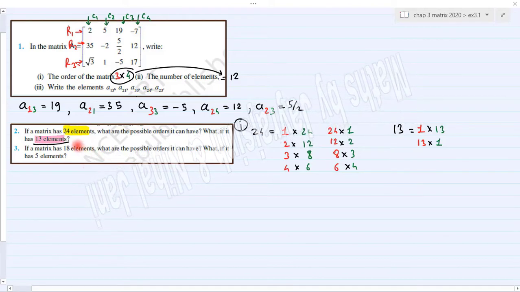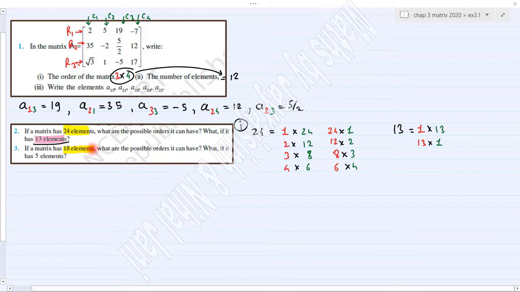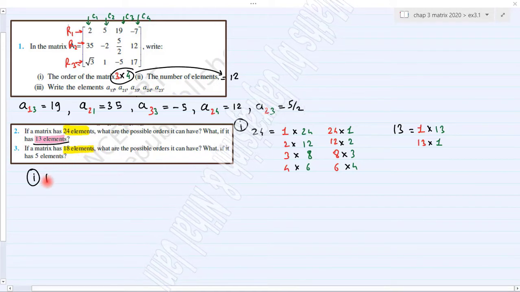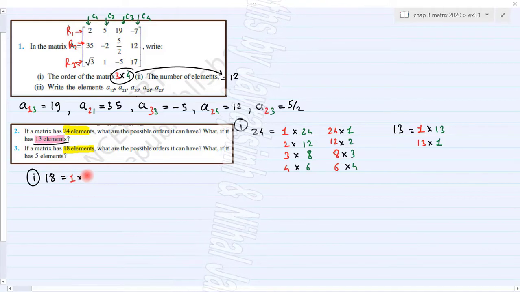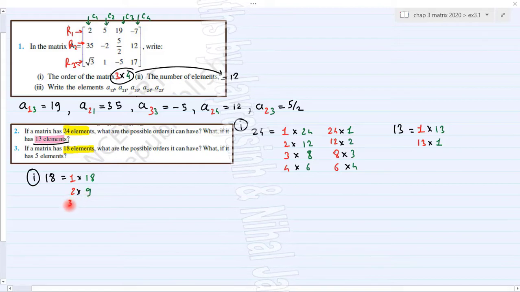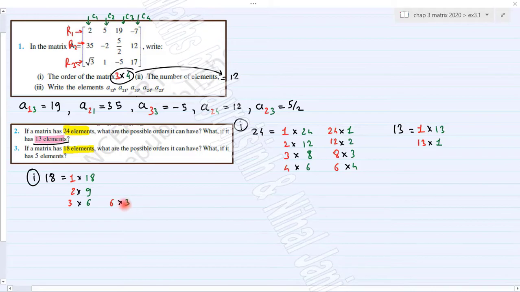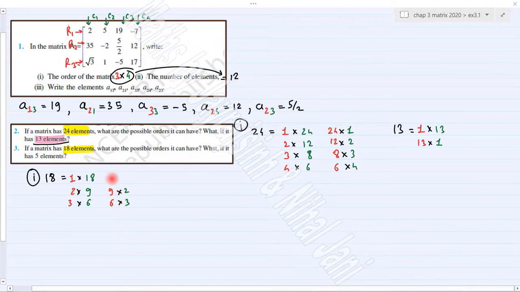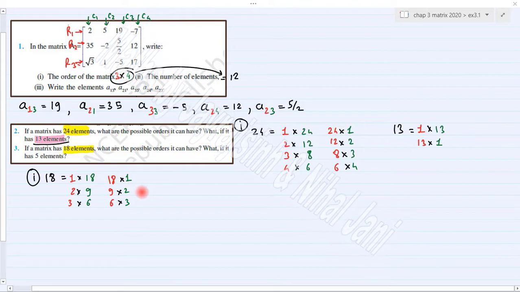Now, in the third question, we have the same logic. We have to find the order of the matrix when we have 18 elements. So we have to find factors of 18. 1 cross 18, then 2 cross 9, then 3 cross 6, then 6 cross 3, 9 cross 2, and 18 cross 1.